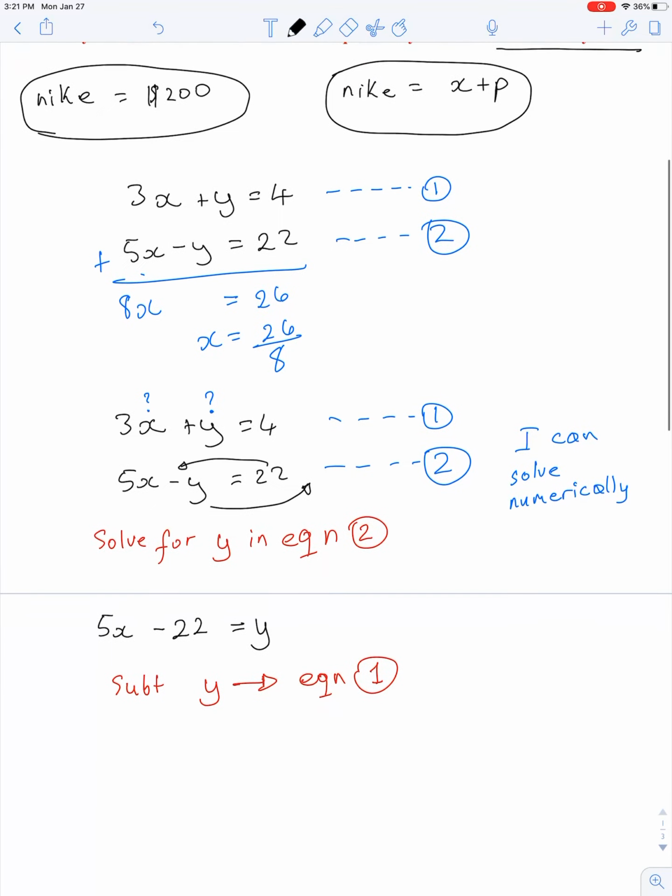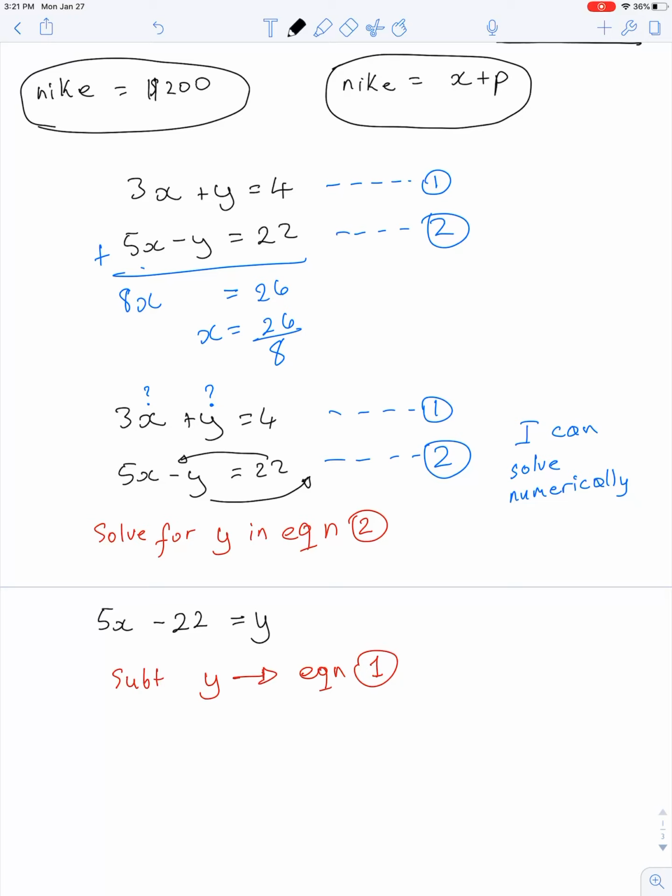Once I substitute, everywhere I see y, I'm going to put 5x minus 22. So that gives me 3x plus, I see a y, so I put parentheses 5x minus 22 equals 4. Now I just distribute the positive sign times all of this. So I have 3x plus 5x minus 22 is equal to 4. Therefore, that gives me 8x. I move this over here.